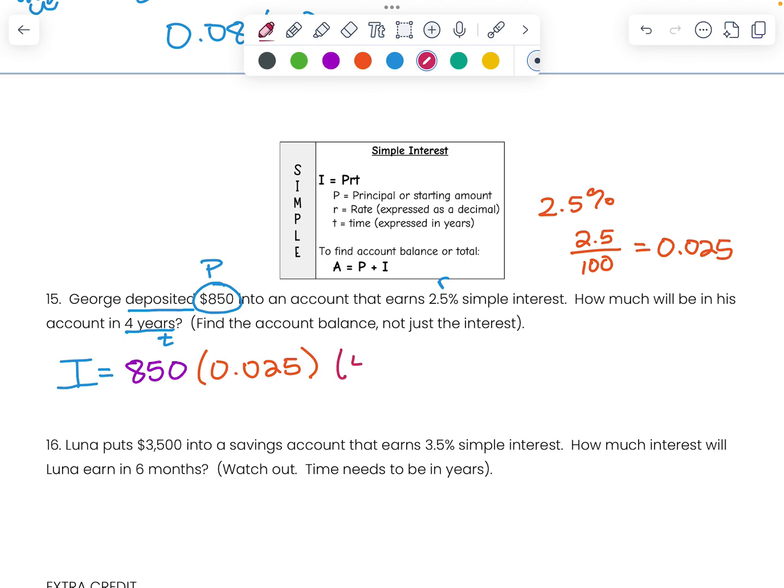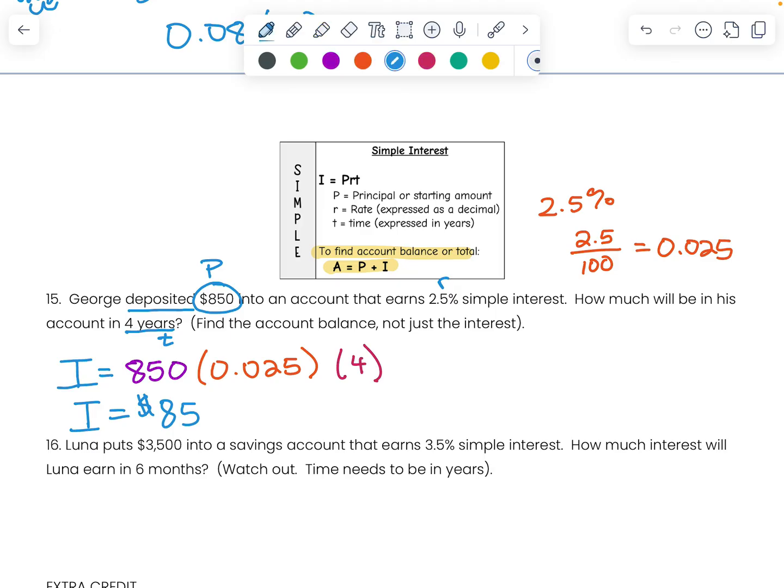And then I need my years. So my years are 4 years. And then I just put those numbers into my handy dandy calculator. I equals, and then I'm going to multiply times 4, and I'm going to get 85. Now, yes, it is $85 for the interest, but this isn't wanting just the interest. It actually says find the account balance. Now, if we look up here to find account balance, we need to take the principal, or the starting amount, and add it to the interest.